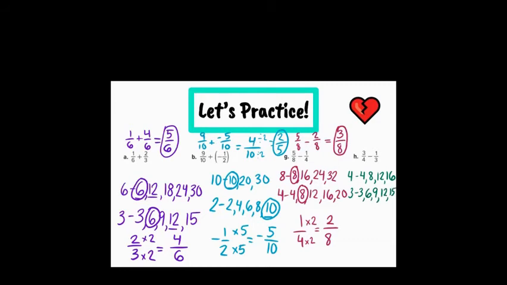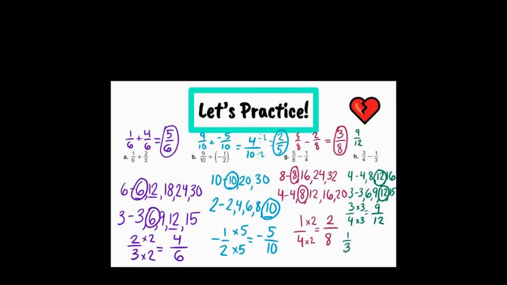Now we need to look for the least common denominator. So the smallest number that these two numbers have in common is 12. We need to rewrite both fractions to make sure the denominators are now going to be 12. So to get from 4 to 12, we multiplied by 3. Whatever you do to the bottom number, you have to do to the top number. And 3 times 3 equals 9. So the first fraction is going to turn into 9/12.